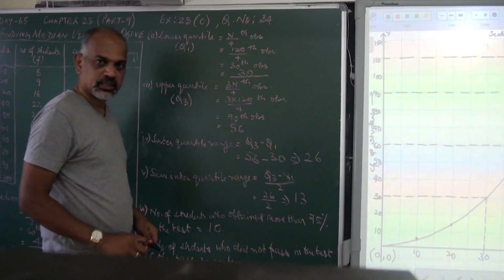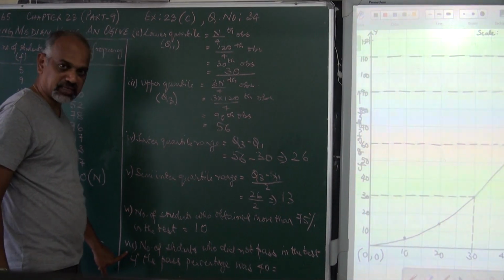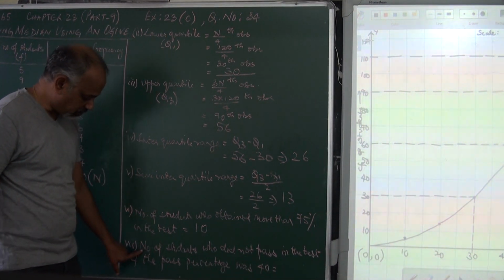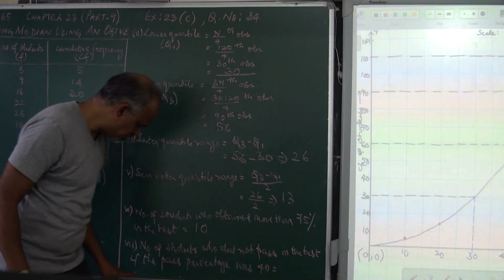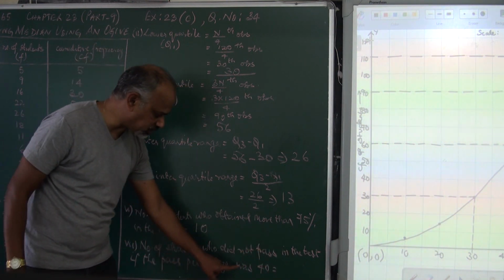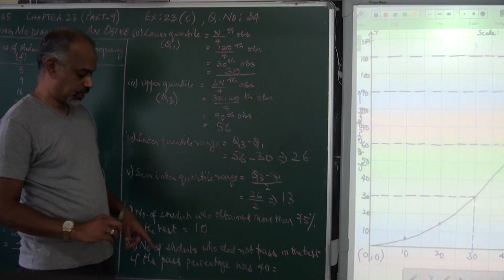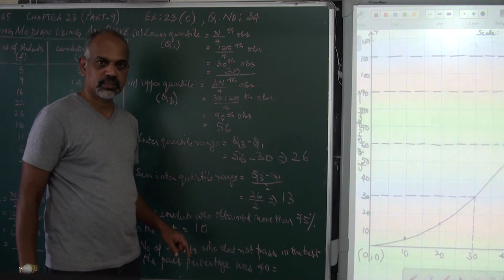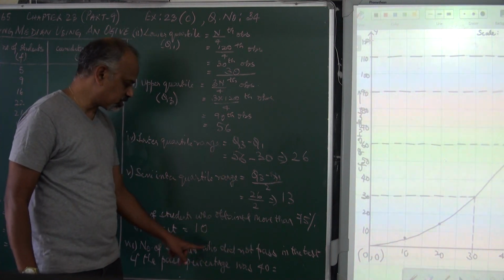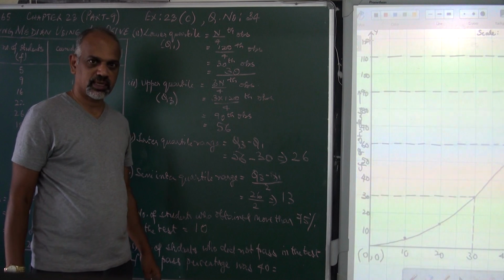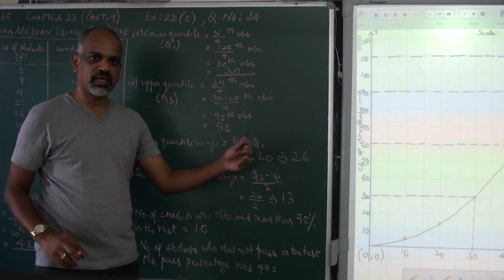The sixth subdivision is done. There is a seventh subdivision which says you have to find the number of students who did not pass in the test if the pass percentage was 40. Pass marks was 40. You know the marks. 40 is the pass mark. How many students did not pass is what you are going to find from the graph.